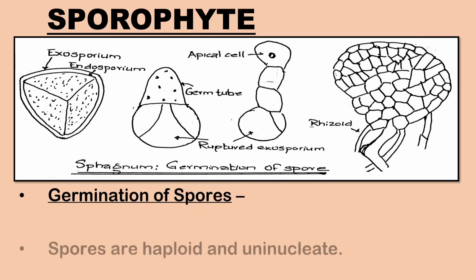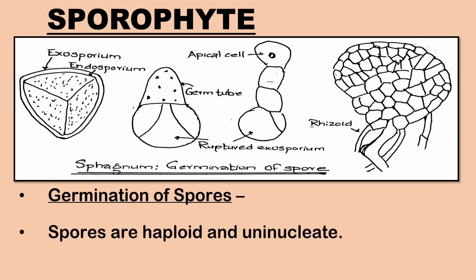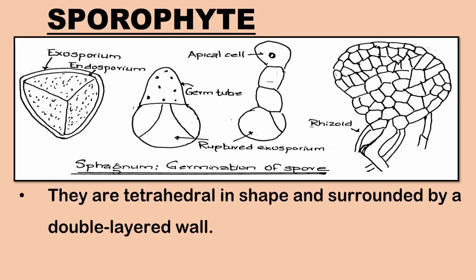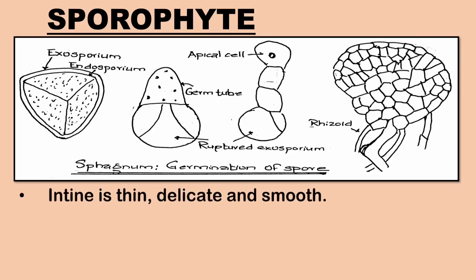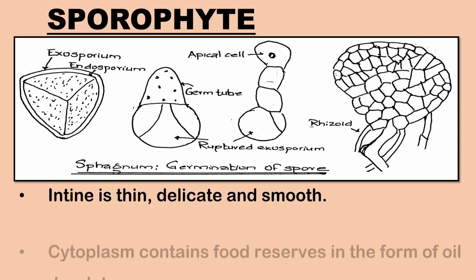Germination of spores. The haploid uninucleate spores are yellow to orange in color. They are tetrahedral in shape and are surrounded by a double layered wall. The outer exine is thick, ornamented, and protective in function. The inner intine is thin, delicate, and smooth.